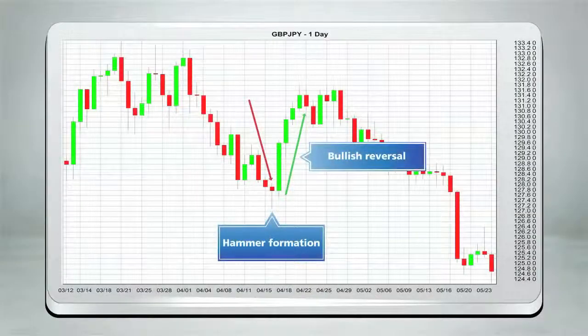Let's look at the hammer first. A hammer is formed after a downtrend and can signify a bullish reversal. The candlestick can have either a red or a green body. In this chart, we see a red hammer formed after a downtrend. The long lower shadow implies that sellers pushed the price down. However, the buyers managed to push the price back up towards the open price, and we see a bullish reversal after the hammer formation.